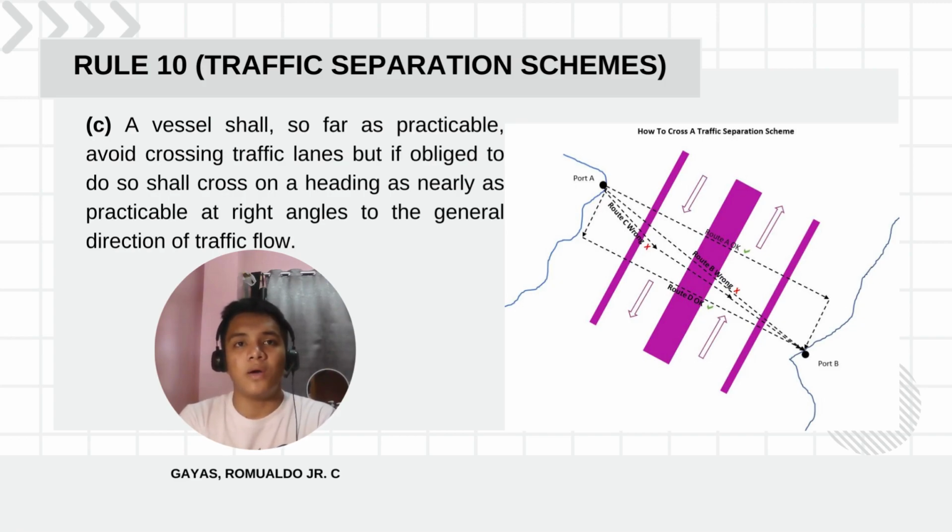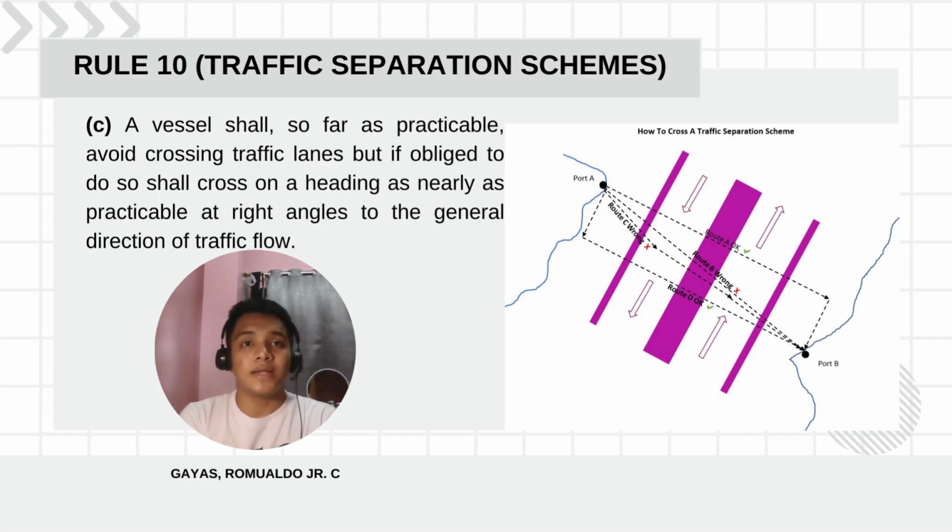The goal is to maintain the orderly flow of maritime traffic and reduce the risk of collision. Second is cross at right angles when obliged to do so. If a vessel must cross a traffic lane due to navigational necessities, for example, reaching a destination or avoiding a hazard, it should do so by crossing at a heading that is as close to a right angle, or 90 degrees, as possible to the general direction of traffic flow within the lane. In simpler terms, the vessel should cross the traffic lane perpendicular to the flow of traffic.